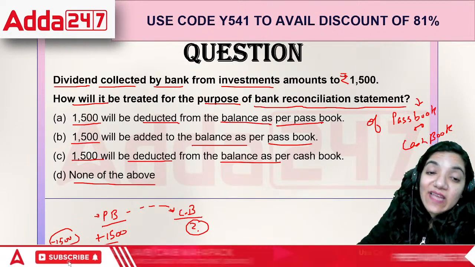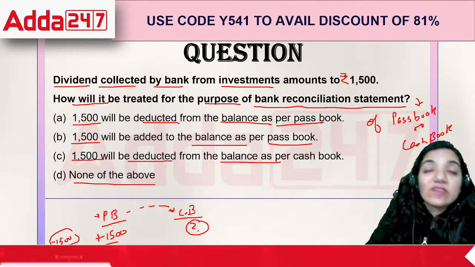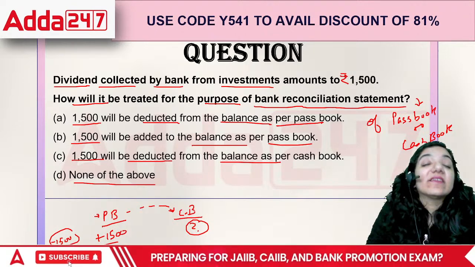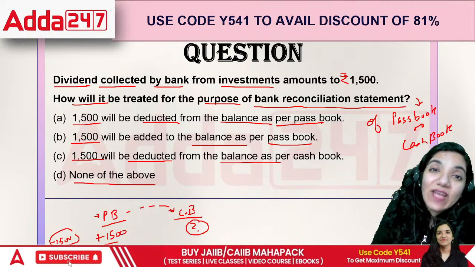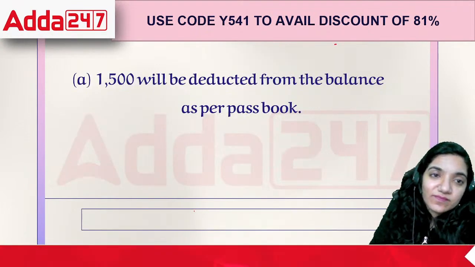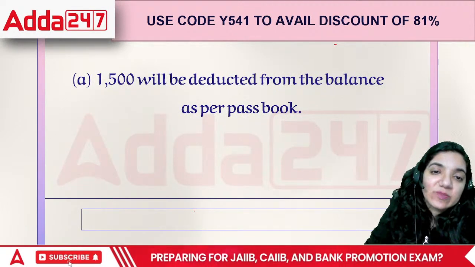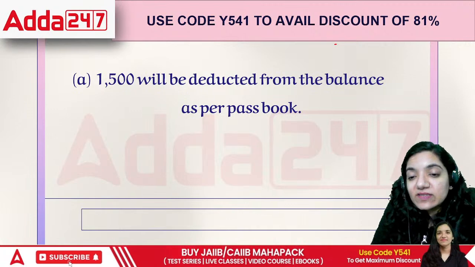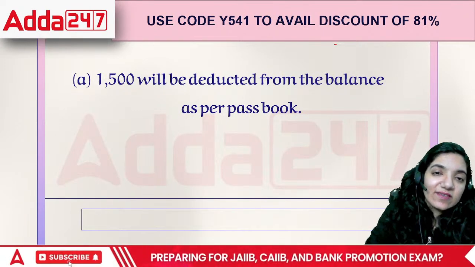But if we are standing at the cash book, if the passbook got 1500, we will also add up. So whatever party we are taking up, it will copy the other party. Whatever the other party is doing, we'll do the same in order to reach the same level. It would be 1500 will be deducted from the balance as per the passbook. So that's the particular concept of BRS. We follow what the other party is doing, right?